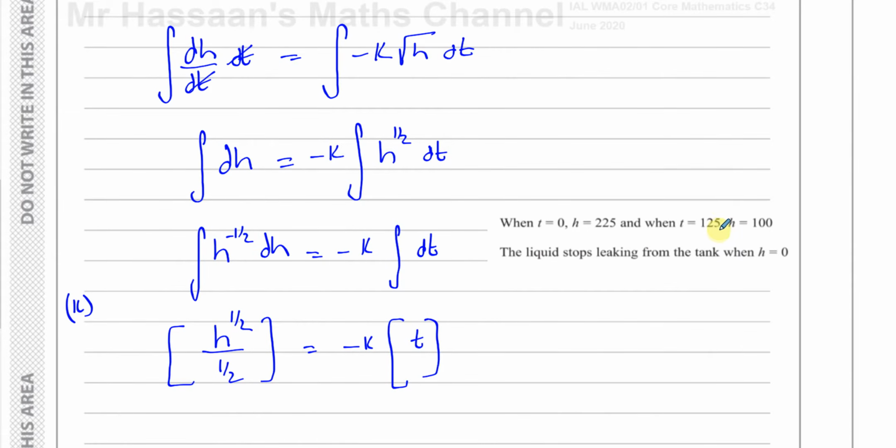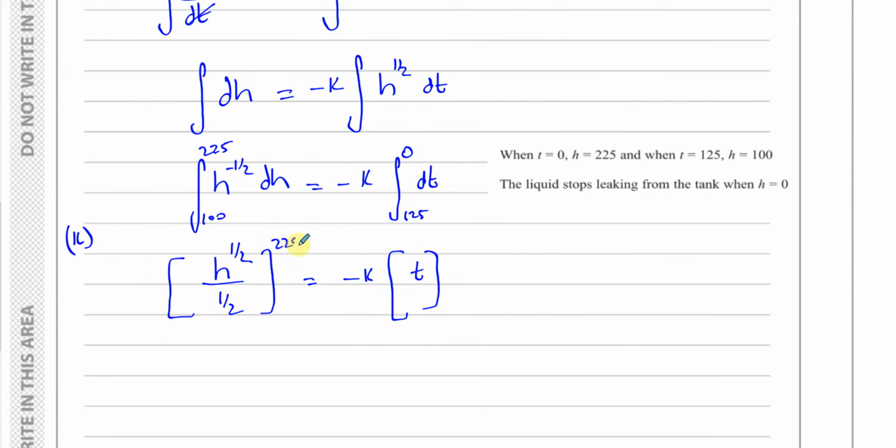So I'm going to use these limits here. I know that I'm going to put, for example, over here, the ones that are related to each other. So when t is 0, h is 225. And when t is 125, h is 100. I can put them any way I want, as long as the 100 and the 125 are in the same place, and these are in the same place, in the end it will work out correct. So I'm going to use these limits now. So I'll have 225 and 100 and 0 and 125. And that will help me find the value of k.